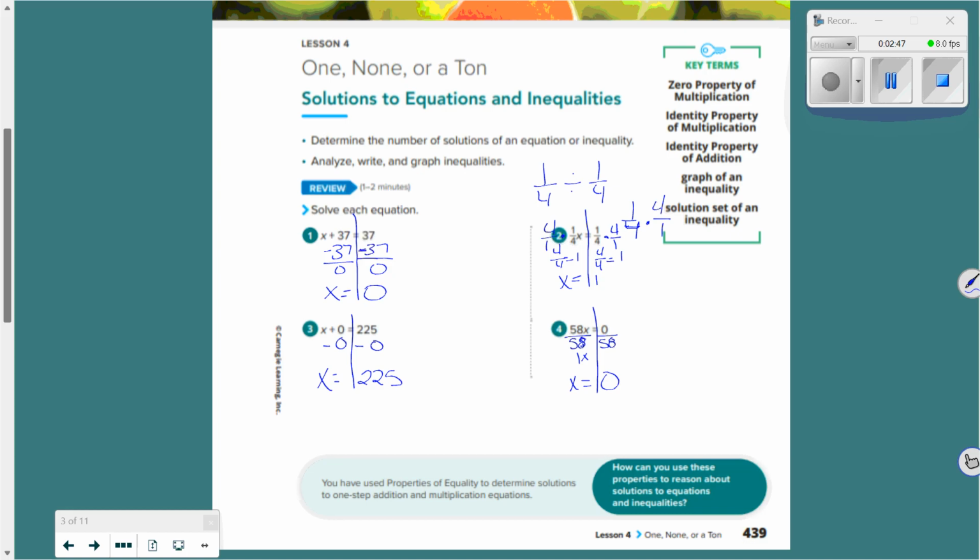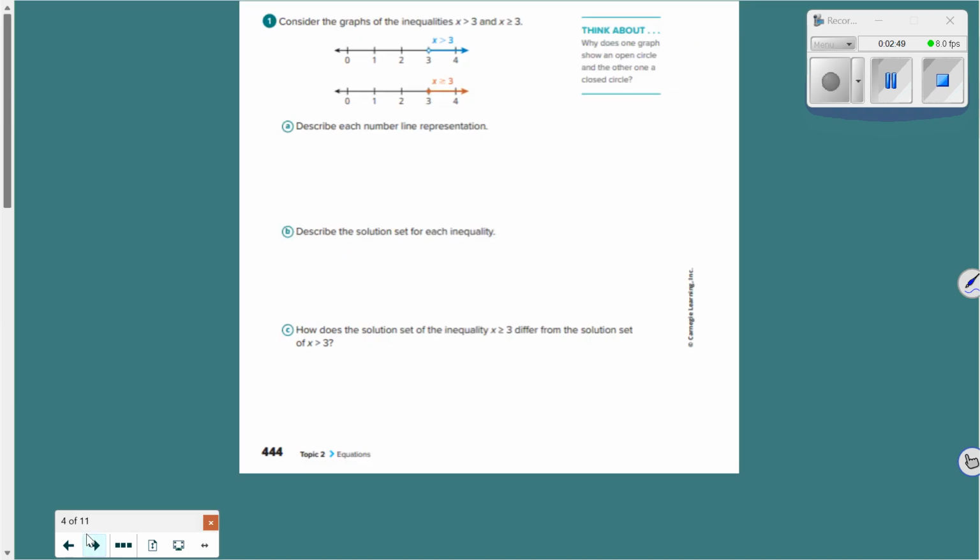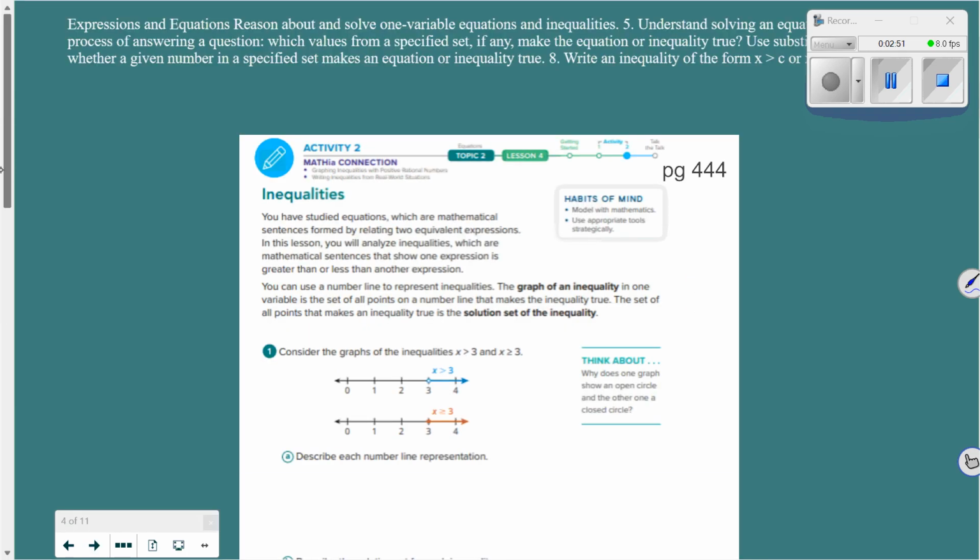Okay, let's look at page 444, I believe. Yep. So what? As long as you don't take them out.